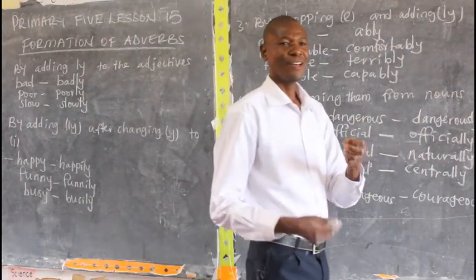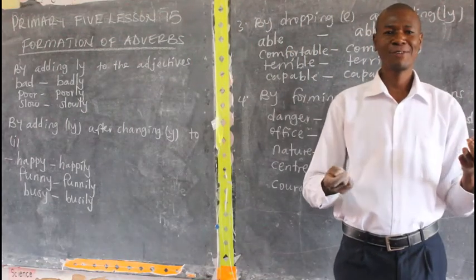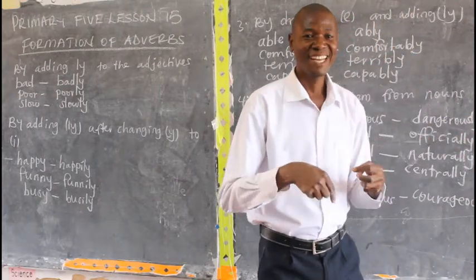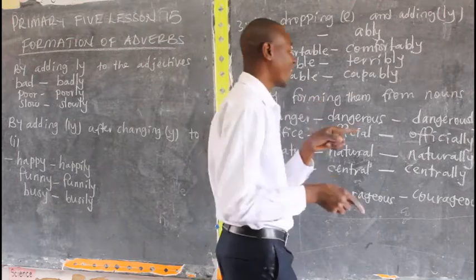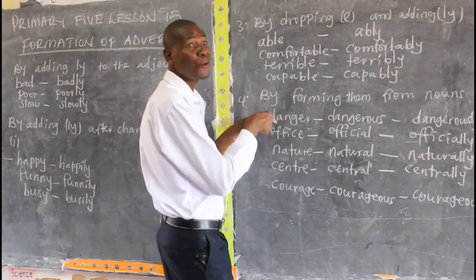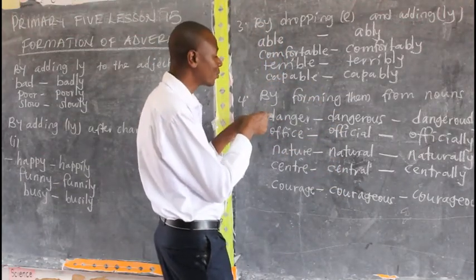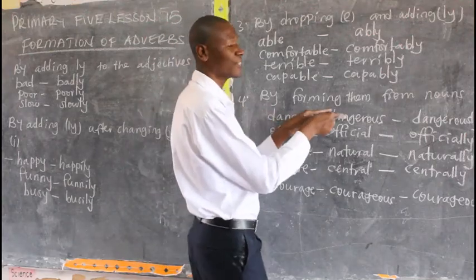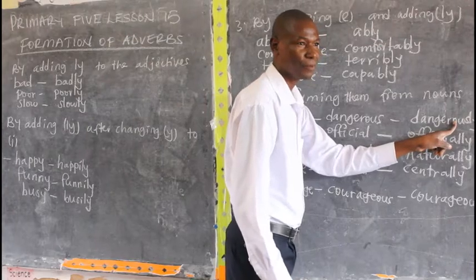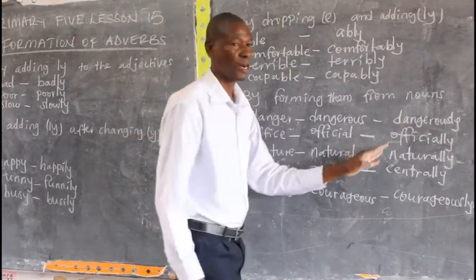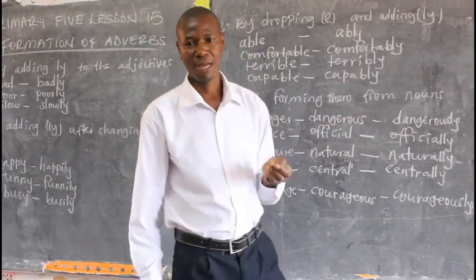That's why sometimes they say use the correct form of the word given in brackets to complete the sentence. The sentence will be calling for an adverb, and they will give you a noun in brackets. That means you have to change that noun to an adjective, then from adjective to adverb. So that's how we are supposed to form our adverbs.